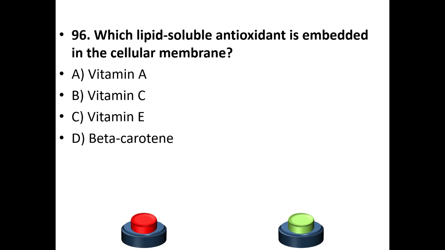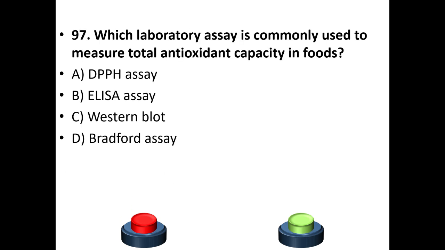96. Which lipid soluble antioxidant is embedded in the cellular membrane? Vitamin A, vitamin C, vitamin E, beta carotene. Which is the answer? Your answer is C, vitamin E. 97. Which laboratory assay is commonly used to measure total antioxidant capacity in foods? DPPH assay, ELISA assay, Western blot, Bradford assay. Which is the answer? Your answer is A, DPPH assay.